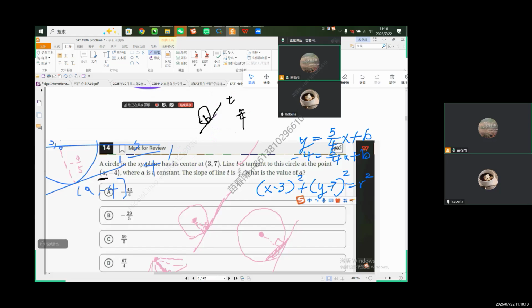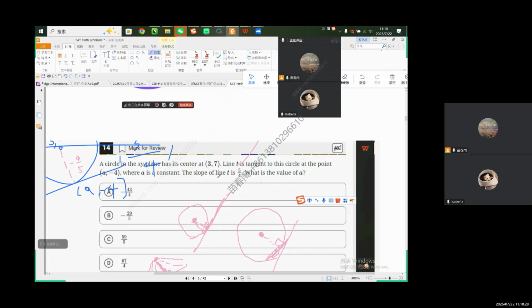Do you remember that? Have you learned? The what with the what? Let me draw a better, bigger picture. Whenever you have a tangent line, because there is an intersection point, we always find the center and draw this radius, and they are always perpendicular. Do you know this?